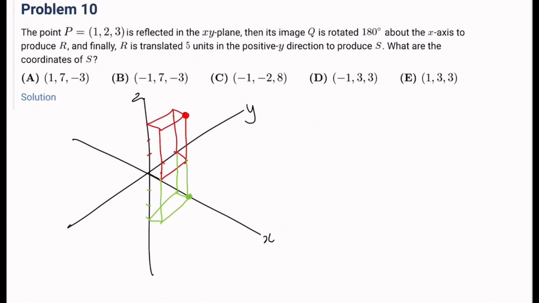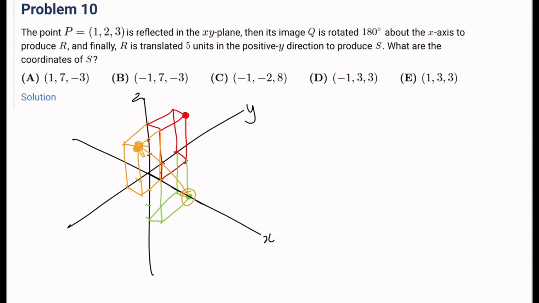This line should be on top of that, right? So like that, and then R has to be rotated 180 degrees about the x-axis. Okay, so if that were to happen, then we would have something like this. So we would have -2 here, and then we would have it right over here, like that. And so this would be our third point, right?